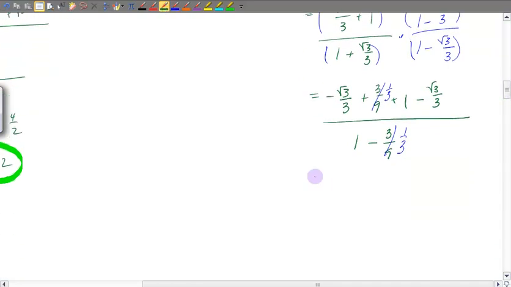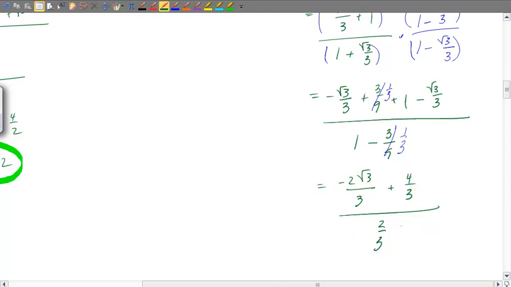Let me rewrite this so it's a little cleaner now. So this becomes negative square root of 3 over 3 and a negative square root of 3 over 3. So I have a total of negative 2 square roots of 3 over 3. Now this right here, I'm going to add 1/3 plus 1, and I'm going to leave it as an improper fraction. 1/3 plus 1 would be 4/3. The denominator, 1 minus 1/3, is going to be 2/3. So I end up so far with this right here.